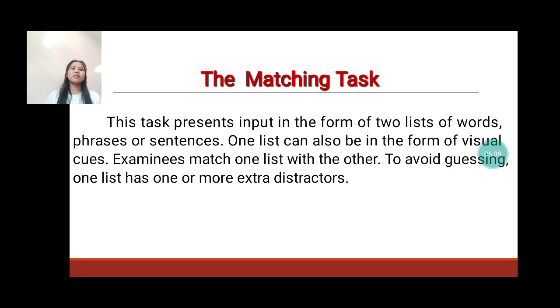The second one is the matching task. This task presents input in the form of two lists of words, phrases, or sentences. One list can also be in the form of visual cues. Examiners match one list with the other. So to avoid guessing, one list has one or more extra distractors.